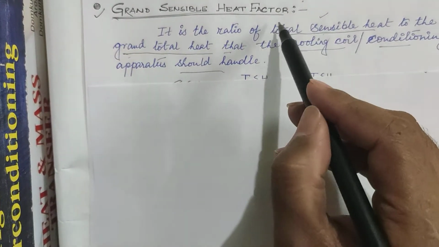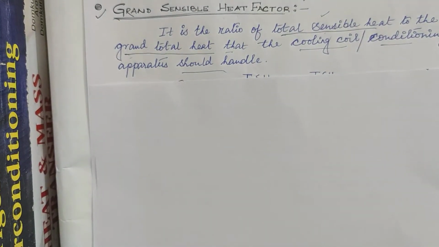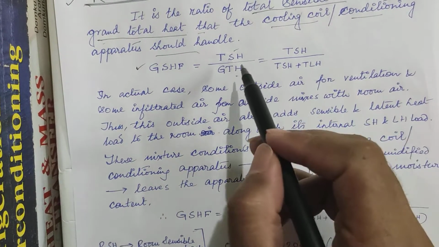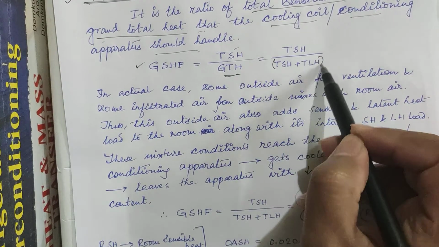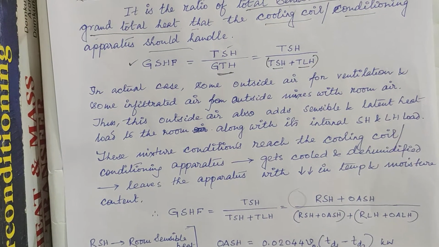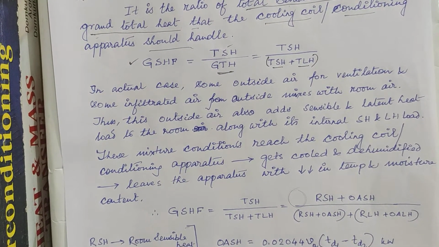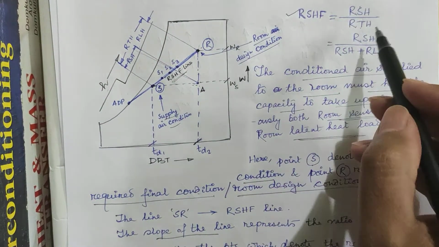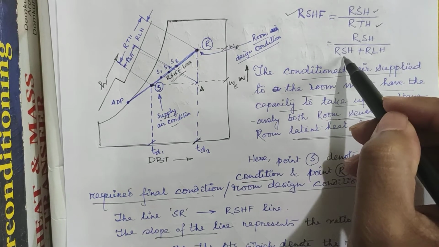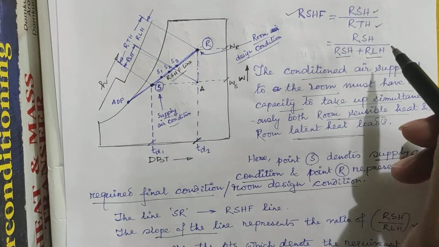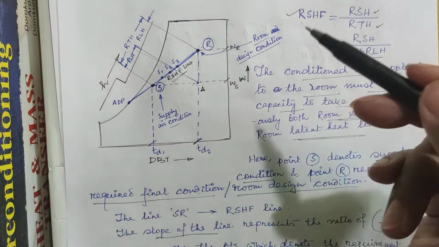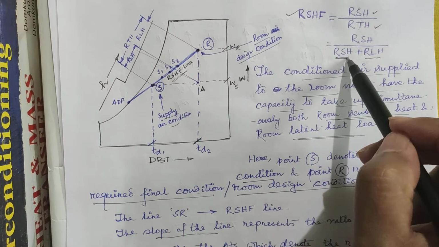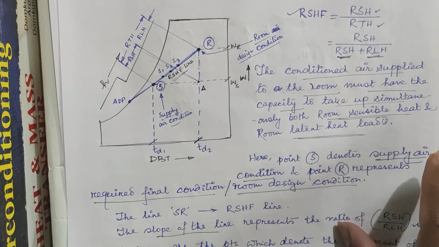Now what is the meaning of this total sensible heat and grand total heat? As per the definition, GSHF is equal to total sensible heat by grand total heat. This grand total heat is nothing but the summation of total sensible heat and total latent heat. Now why is this term total used? In the last class we discussed room sensible heat factor, RSHF. RSHF was room sensible heat by room total heat, and room total heat was room latent heat plus room sensible heat. And we have already discussed that the conditioned air supplied to the room must have the capacity to take up simultaneously both the room sensible heat load as well as the room latent heat load.